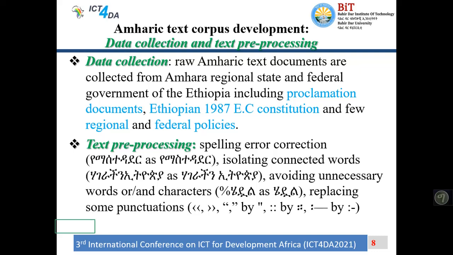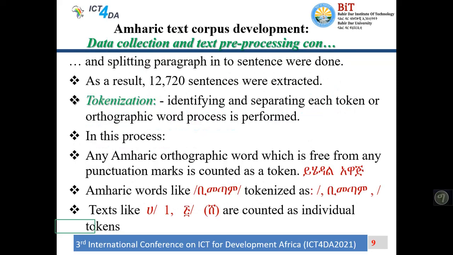The next step is text pre-processing. In this process, spelling error correction, isolating connected words, avoiding unnecessary words or characters, replacing some punctuations, and extracting sentences from paragraphs were done. As a result, 12,720 sentences were extracted. The next task is tokenization.